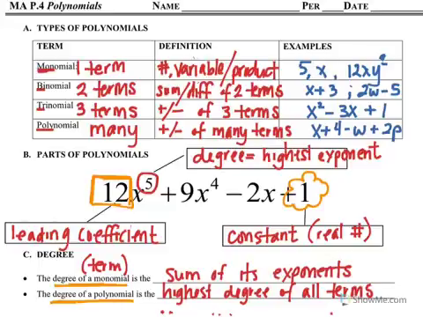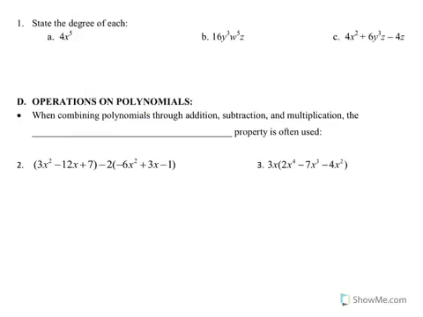So let's look at some examples. State the degree of each one. You see this one's just a monomial, right? So all I have to do is look for the sum of his exponents. And you can see that the degree here is just 5. All he has is a 5. So the degree here is 5.